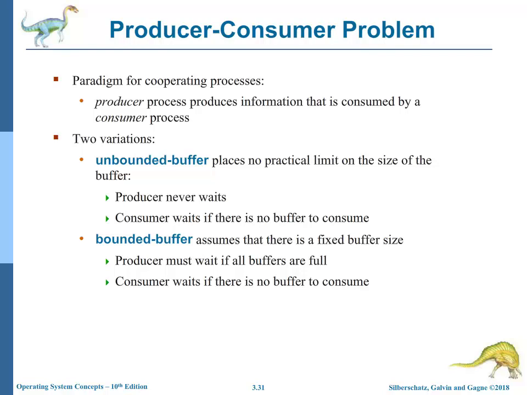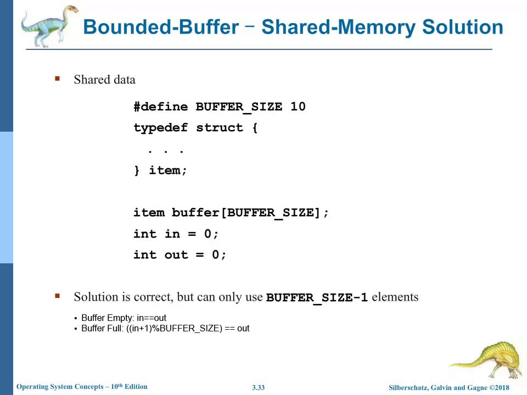There are 2 types of buffers that can be used. The unbounded buffer places no practical limit on the size of the buffer. The consumer may have to wait for new items, but the producer can always produce new items. The bounded buffer assumes a fixed buffer size. In this case, the consumer must wait if the buffer is empty, and the producer must wait if the buffer is full. The following variables reside in a region of memory shared by the producer and the consumer process.